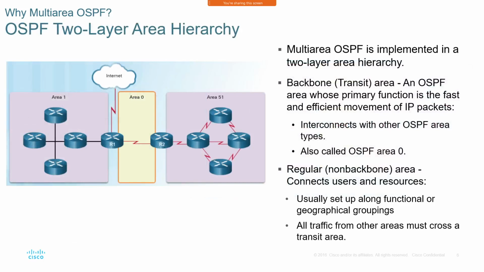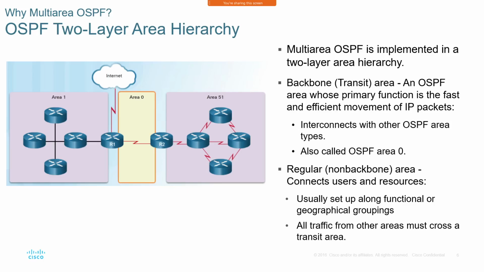OSPF two-layer area hierarchy. Multi-area OSPF is implemented in a two-layer area hierarchy. Backbone, which I just mentioned to you guys, is the transit area, which is area 0. So if you want to share routes between different areas, they have to go through area 0. That's why area 0 is known as the transit area.